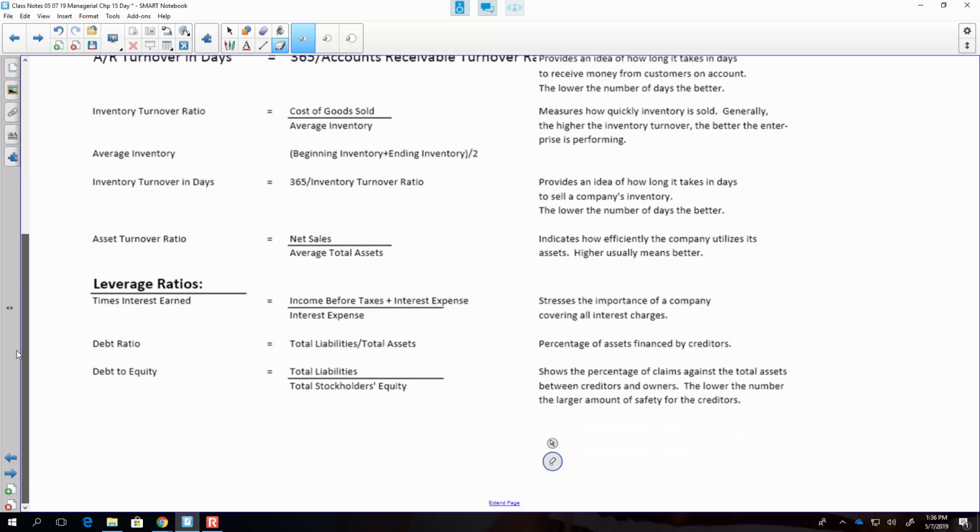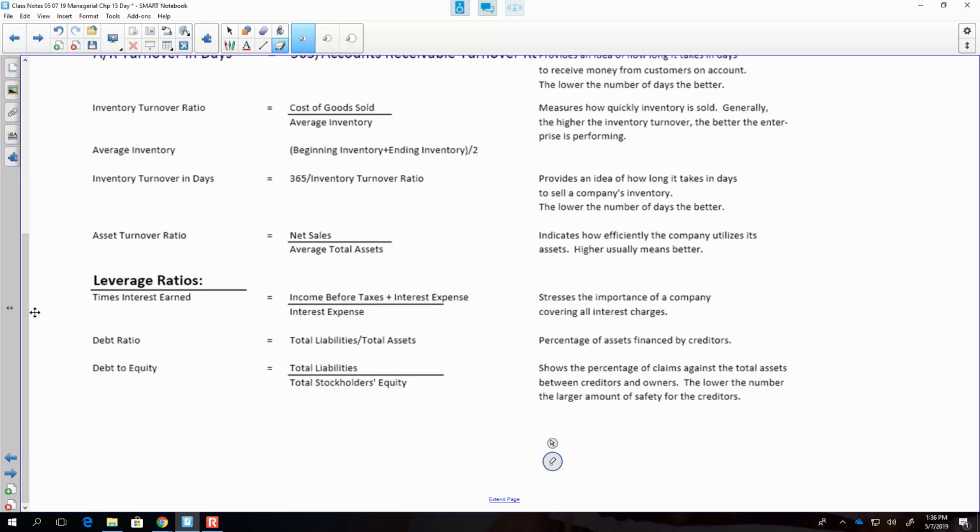We get to our leverage ratios. Basically, our debt to equity ratios are located here. How are we financing our asset purchases? Banks look at these ratios to determine whether or not you are over leveraged with debt or do you have the ability to take on more debt.